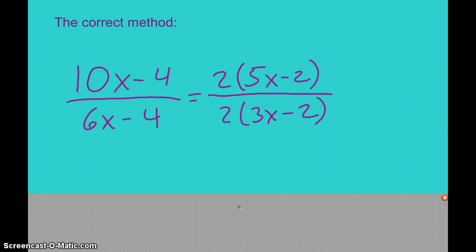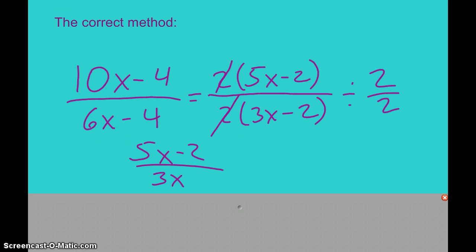So by factoring that out, I now have 2 multiplied by 5x minus 2 and 2 multiplied by 3x minus 2. So I can take those 2's out because I can divide both the top and bottom by 2. They're no longer tied in to the plus and minus. We divided out a 2 from the top and bottom, so our answer would be 5x minus 2 over 3x minus 2.